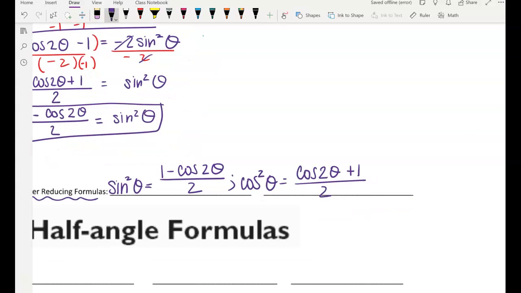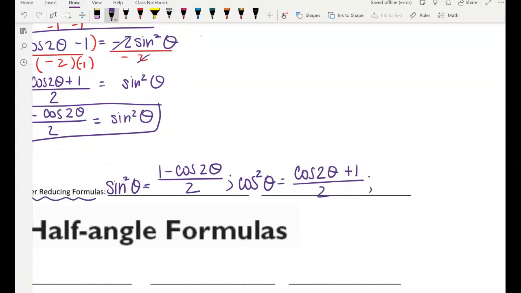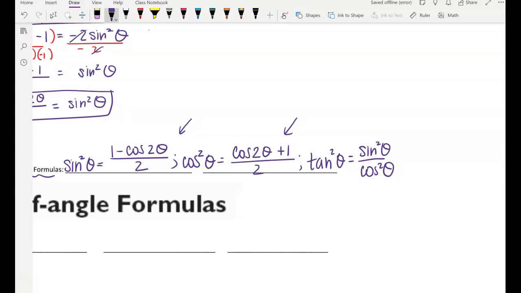Now the tangent is simply sine square divided by cosine square, okay? So if we want to have the tangent square identity, then it's going to be sine square divided by cosine square, which we're going to use this divided by that, okay? So if that is divided by that, the 2's will cancel out. So we're going to have 1 minus cosine of 2 theta divided by cosine 2 theta plus 1, or 1 plus cosine of 2 theta, if that's how you want to look at it. So these are just identities, okay?